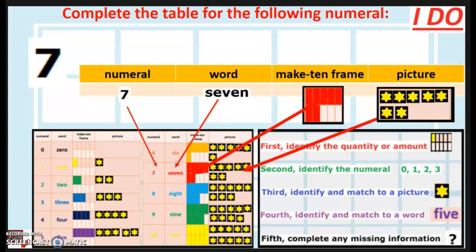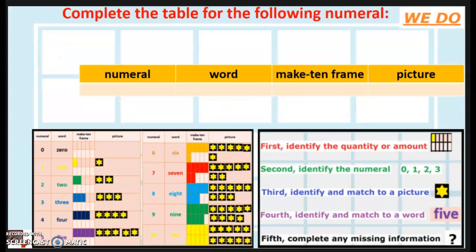Alright, let's go ahead and get you to do it. And remember, it should be super easy. You've done it before. So now we're just identifying and making those make 10 frames. So, pause the video and complete this table, numeral, word, make 10 frame, picture, for the numeral 8. Pause the video, and when you're done, come back to me.